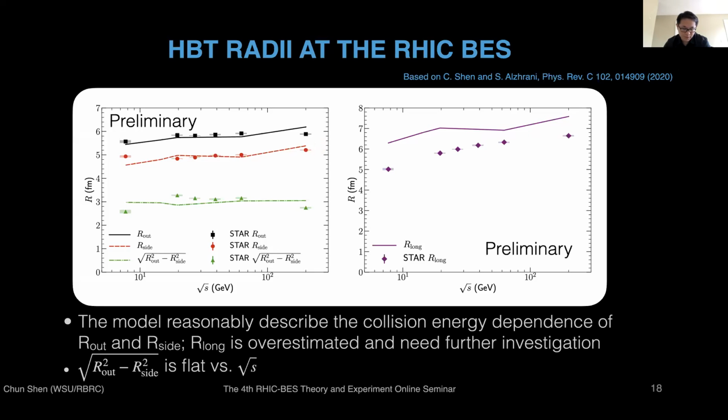Also with the current calculation, if we do the exercise of calculating the square root of R_out squared minus R_side squared, our calculation is basically flat as a function of root s, whereas the data shows some non-monotonic behavior, though the scale is not that large. This needs further investigation, whether this non-monotonic behavior indeed originates from the softening of the equation of state at these energies. So we can now start to build in theoretical studies to try to understand this non-monotonic behavior.